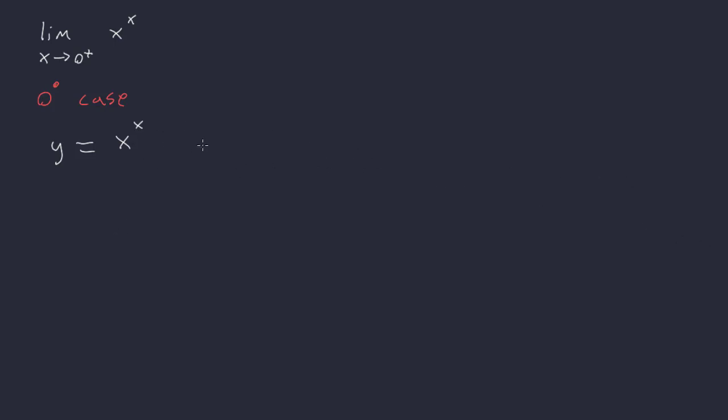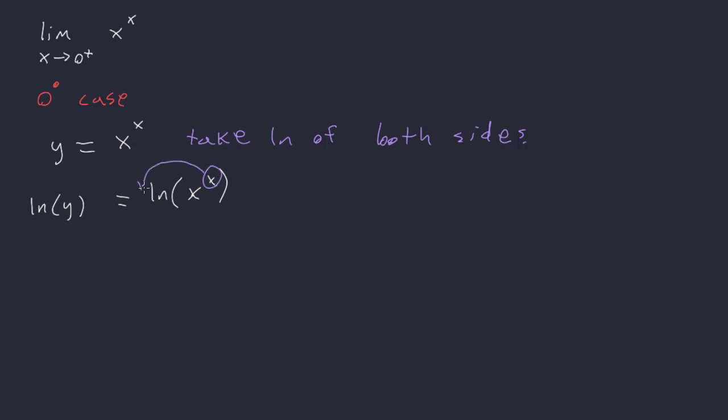Then we're going to take the natural log of both sides. So we'll have that the natural log of y is equal to the natural log of x to the x. And the nice thing about natural logs is that we can move that x out front. So the natural log of y is equal to x natural log of x. Once we take the natural log of both sides and simplify, then we can take the limit of the natural log of y instead of y.